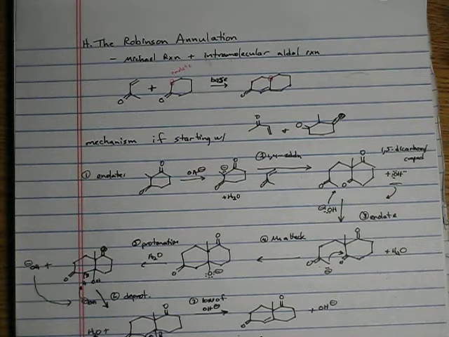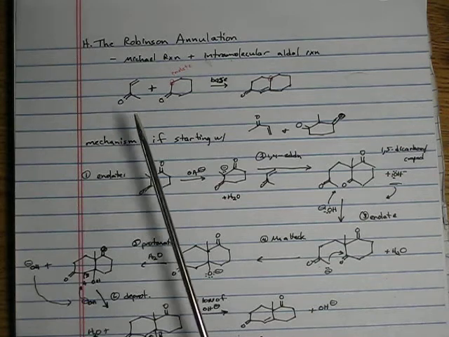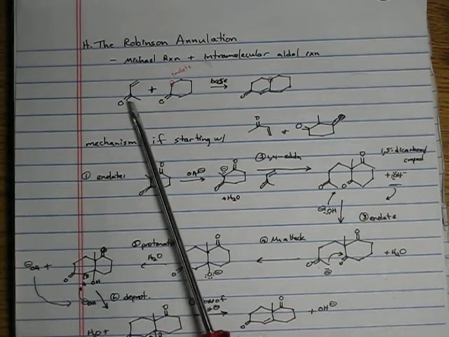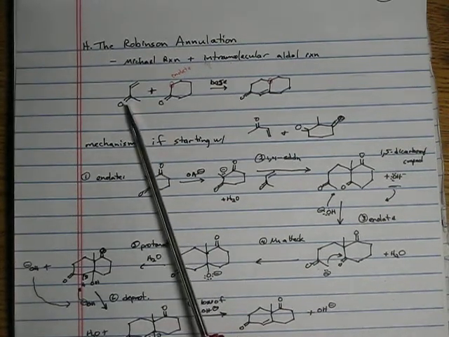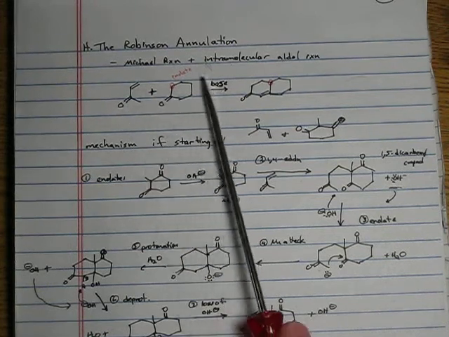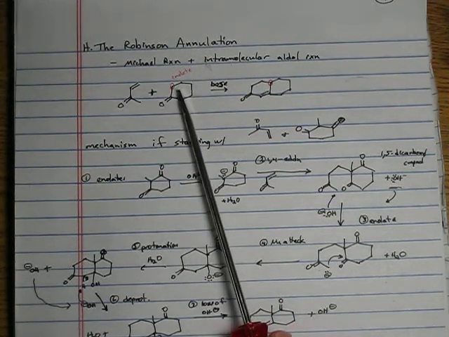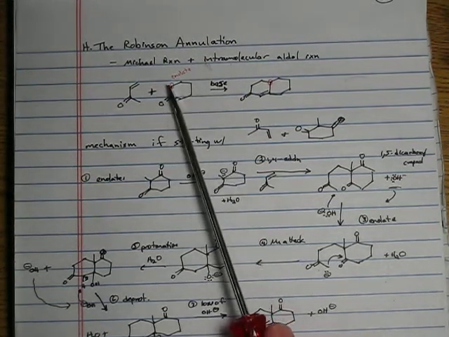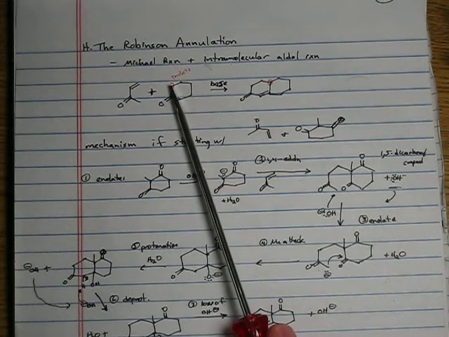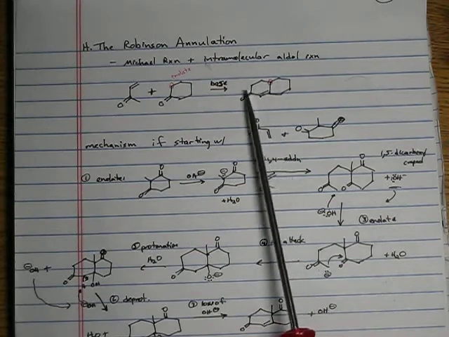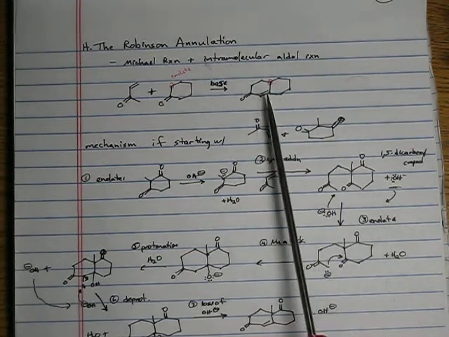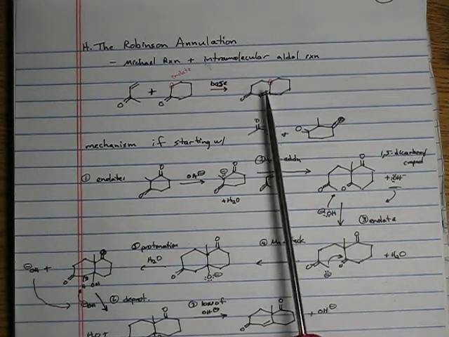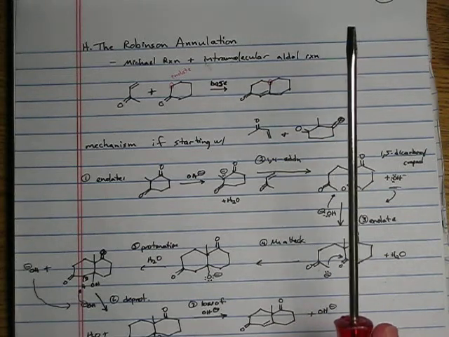So here's the Cliff Notes version of it right here. If we have an alpha beta unsaturated carbonyl compound, and a molecule that can make an enolate, so if we add base here, we have this enolate right here, with a negative charge here, we will get this. We will get two rings bonded together and a double bond. We regenerate an alpha beta unsaturated carbonyl compound.